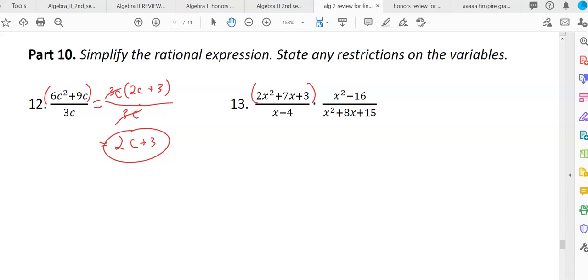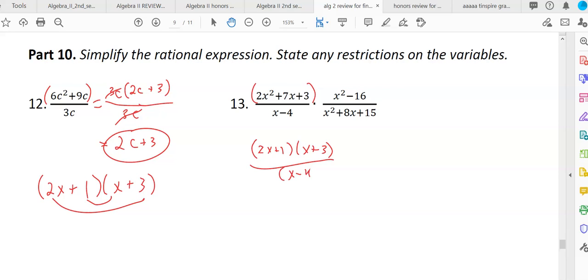This one, try to factor that. So you could guess and check it. 2x and x, 3. I think this might be 3 and this one might be 1, I'm guessing. And this is plus and this is plus. That adds up to 1x and 6x. That does work. So it does factor 2x plus 1 times x plus 3 all over x minus 4. And then times x plus 4, x minus 4. That's an easy one.